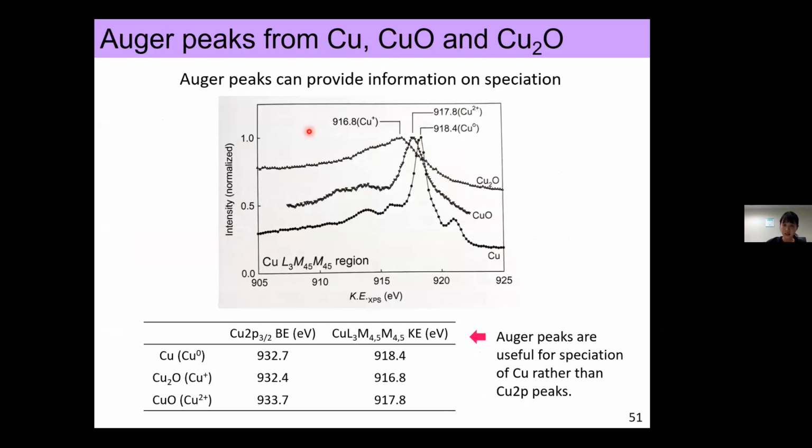These are examples of Cu L3M45M45 Auger peaks from Cu1 oxide and Cu2 oxide. When you compare the binding energy of Cu 2p3/2 and the kinetic energy of Auger peaks, it is found that Auger peaks are useful for speciation of Cu rather than binding energy, because this difference is larger than this.